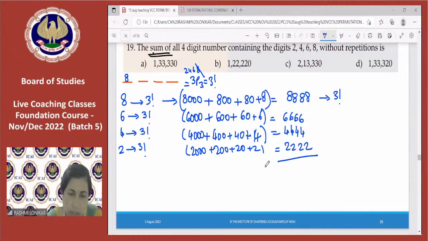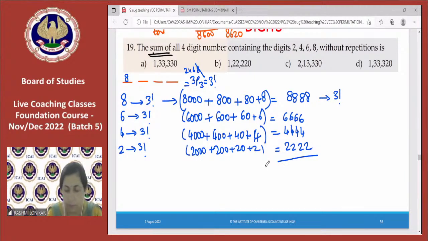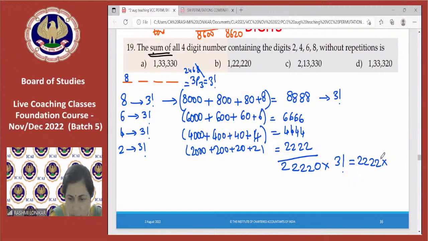So what is the total? 8888 plus 6666 plus 4444 plus 2222, which is equal to 22220. And how many such numbers are there? 3 factorial ways. How much is 3 factorial? 6. So 22220 into 6, how much is this? 133320. Okay, so A is the correct answer.